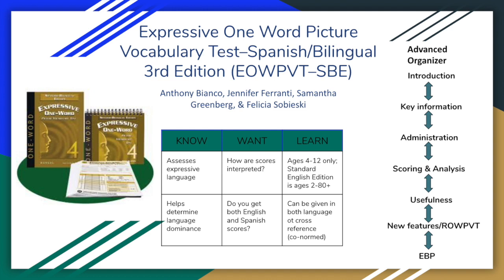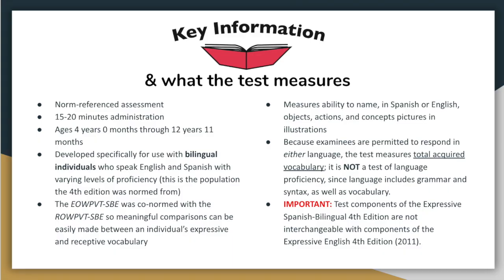Standard English edition is ages 2 to 80 plus. Can be given in both languages, cross-referenced, co-named. This is a norm-referenced assessment. It takes about 15 to 20 minutes to administer. It is administered to ages 4 years through 12 years, 11 months.